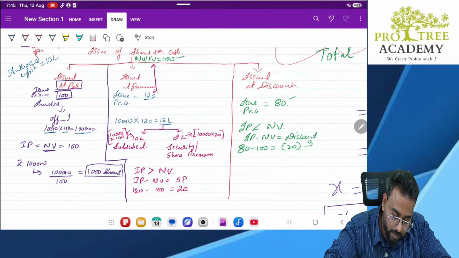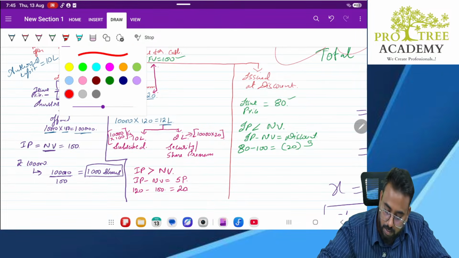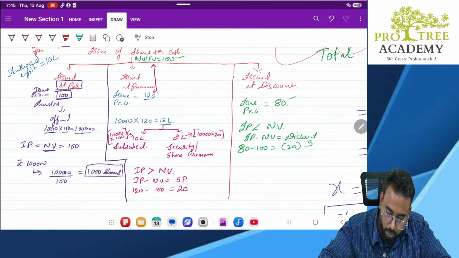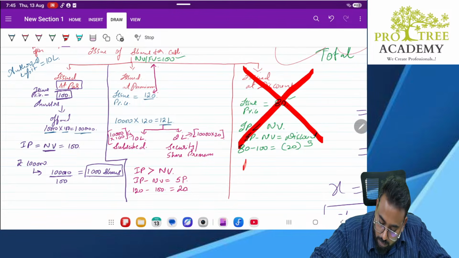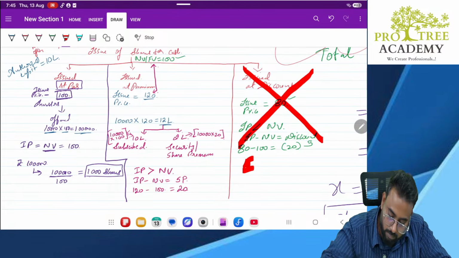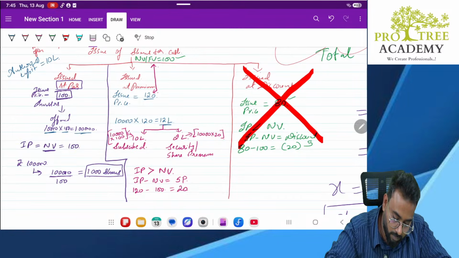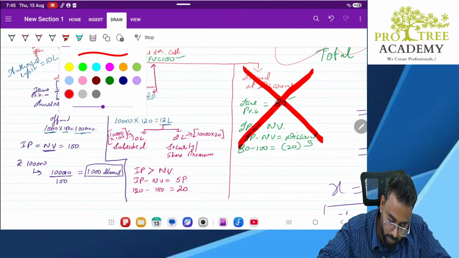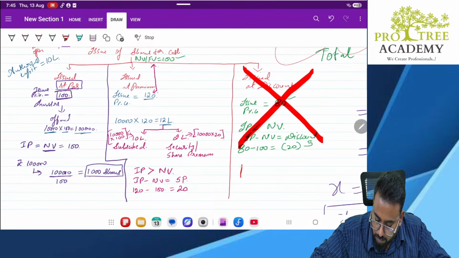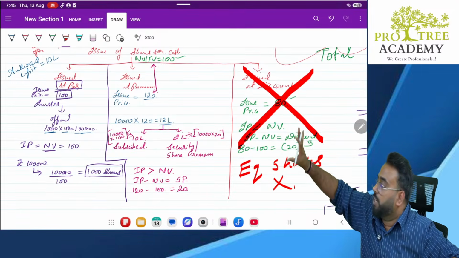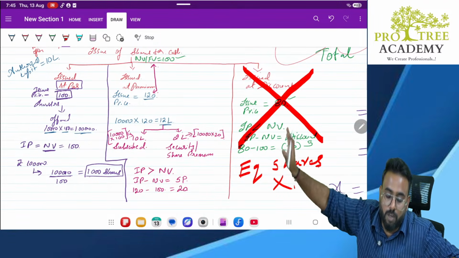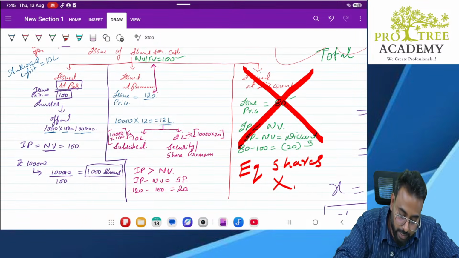This method is not allowed for equity shares. Equity shares are not allowed to be issued at discount.